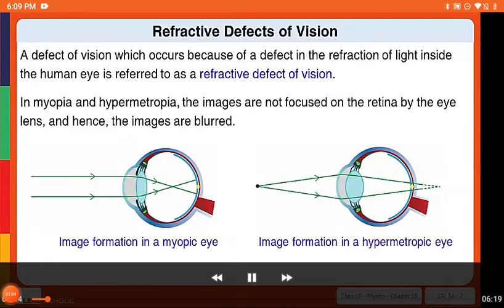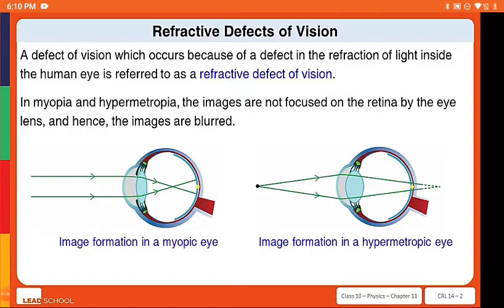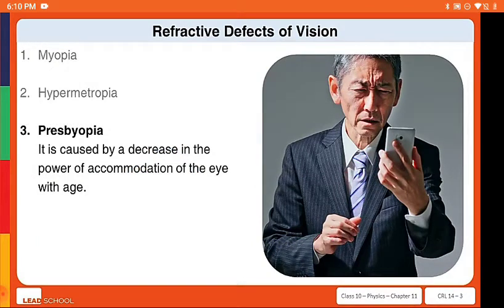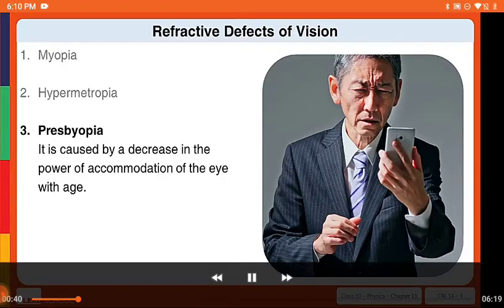An eye defect is referred to as a refractive defect of vision. In myopia and hypermetropia, the images are not focused on the retina by the eye lens, and hence the images are blurred. Myopia and hypermetropia are refractive defects of vision. Another refractive defect of vision is presbyopia. It is caused by a decrease in the power of accommodation of the eye with age.